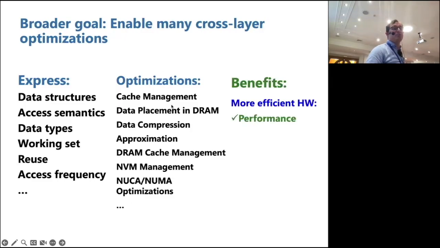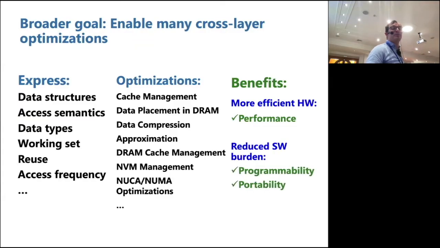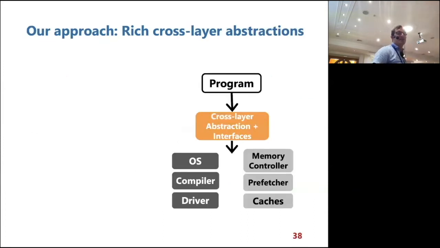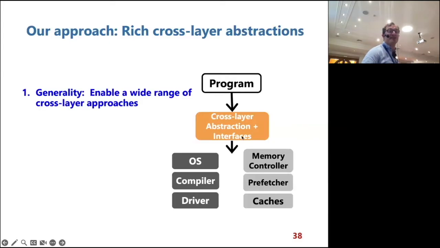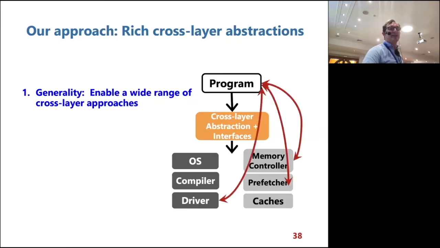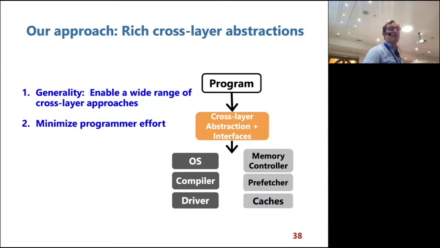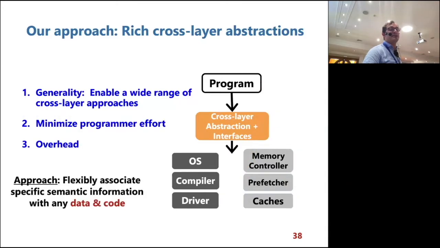And the benefits are you get more efficient hardware in terms of performance and efficiency, and you hopefully get reduced software burden because the way we do it is really general purpose. I'm going to show you the key idea. How do you do it general purpose? Basically, we have an interface that interfaces the program with the hardware. And this interface is supposed to provide cross-layer abstractions. We want generality in this interface so that we can express almost anything that the programmer can come up with. Not easy. And we also want to minimize programmer effort and overhead.